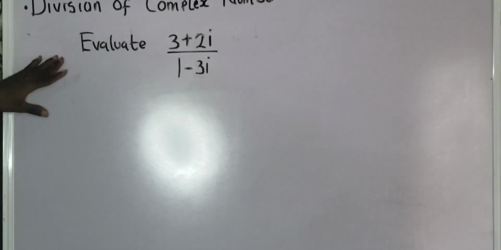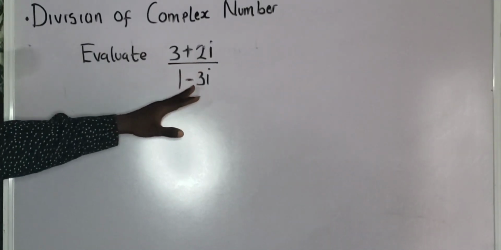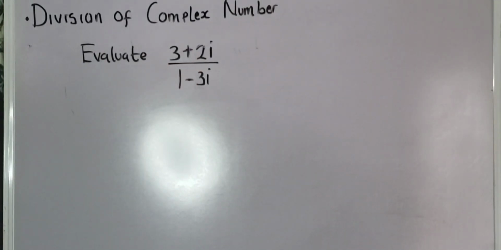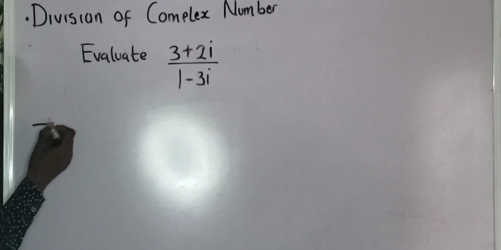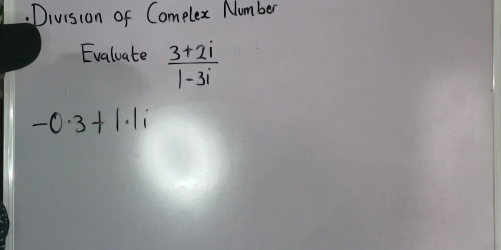I want you to attempt this. Evaluate 3 plus 2i divided by 1 minus 3i. If you get your answer correctly, you are going to get minus 0.3 plus 1.1i. That's the answer. If you follow the same procedure that I used, you are going to get that as your answer. You understand? So I want you to attempt that.